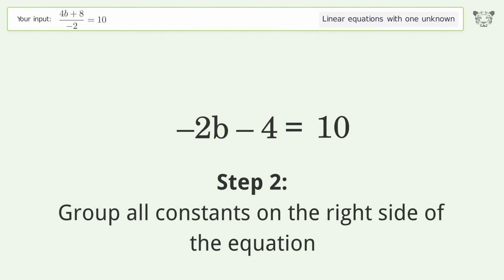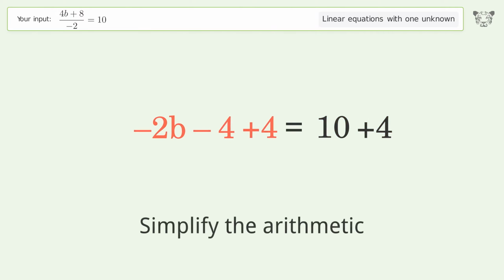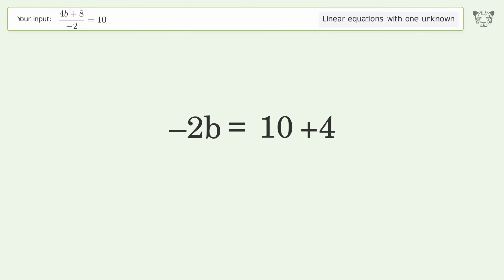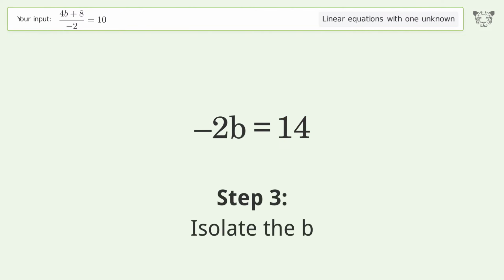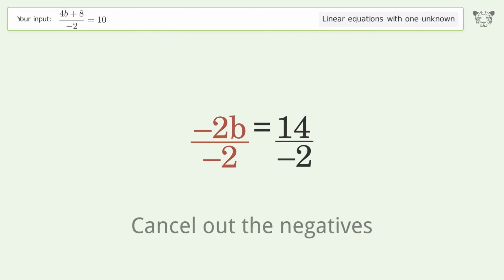Group all constants on the right side of the equation. Add 4 to both sides. Simplify the arithmetic. Isolate the b. Divide both sides by -2. Cancel out the negatives.